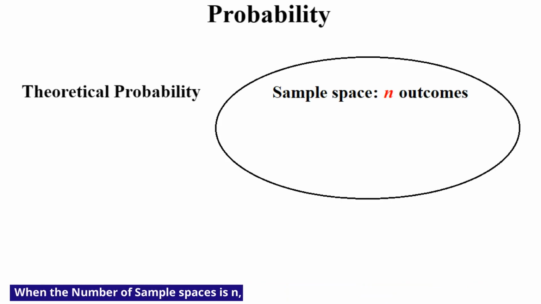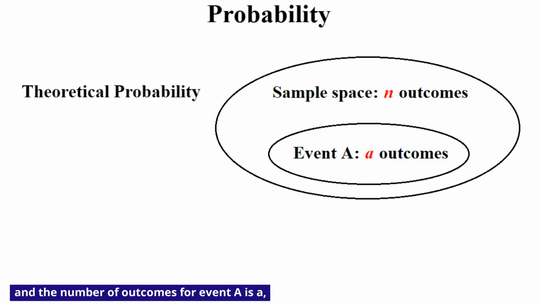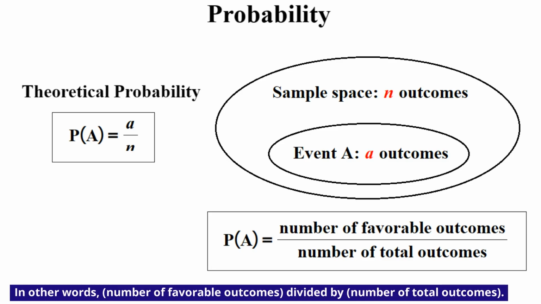When the number of sample spaces is n, and the number of outcomes for event A is A, the probability is defined as the ratio of A to n. In other words, number of favorable outcomes divided by number of total outcomes.